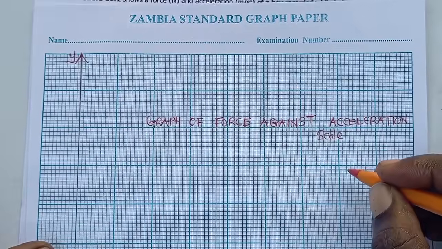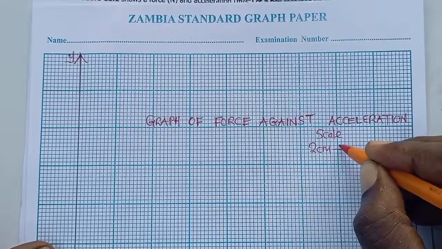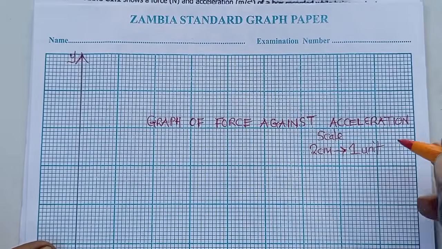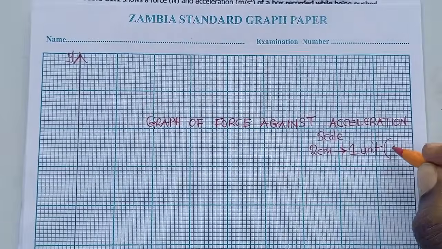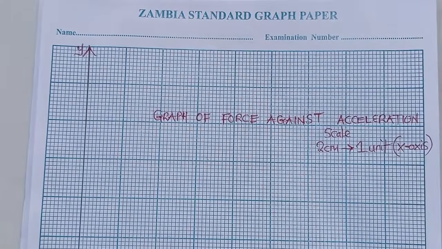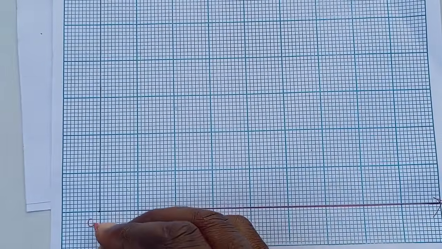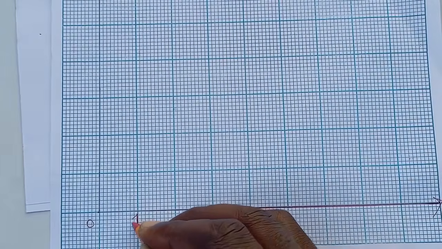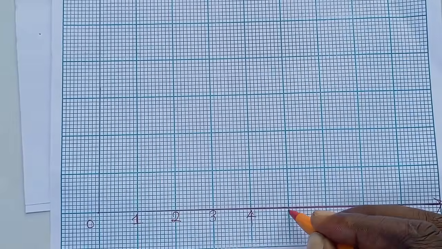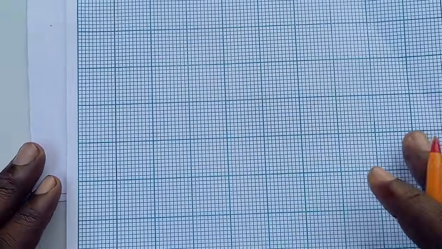So what you are supposed to do, you say 2 centimeters. 2 centimeters is representing how many? 1 unit. So 2 centimeters to represent 1 unit. You even put it in brackets. That is the x-axis. You can even put numbers there. You go to the x-axis. This is 0. So 1 like this. Here 2. Here 3. Here 4, here 5. So I can end up to 5 like that.